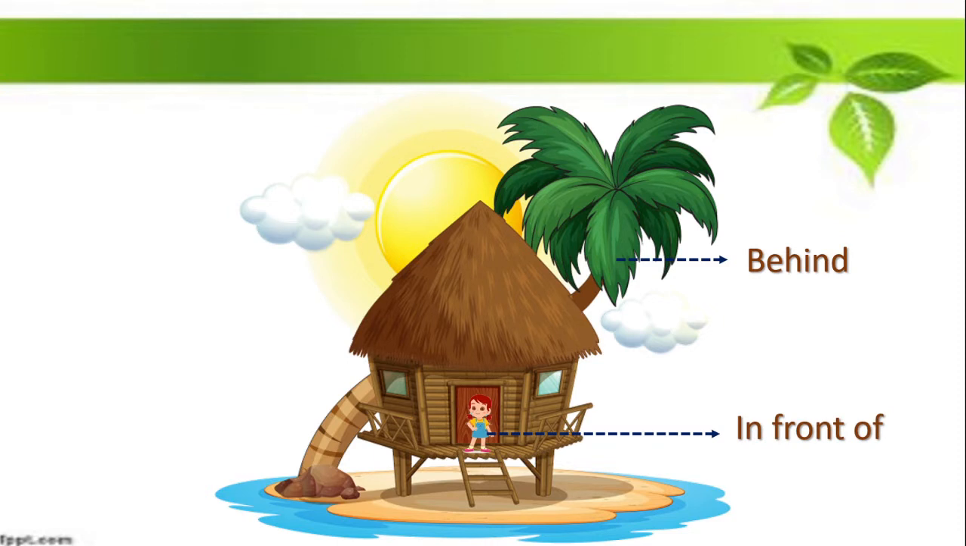You can see one more object, that is the sun. The sun is also behind the hut, right? The position of the sun is behind the hut. Means behind मतलब पीछे. In front of मतलब सामने और आगे. Correct?